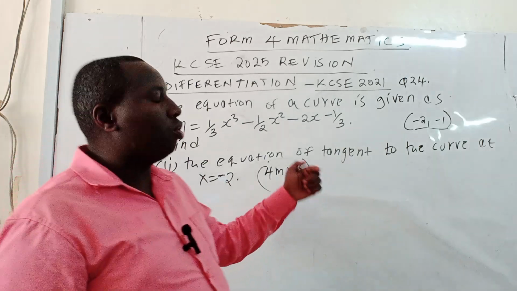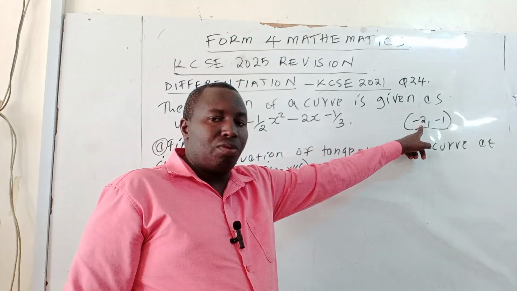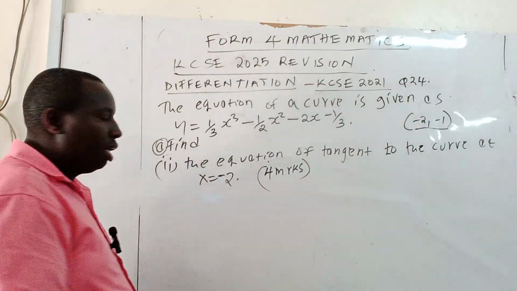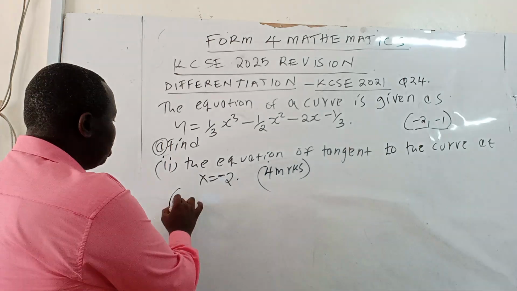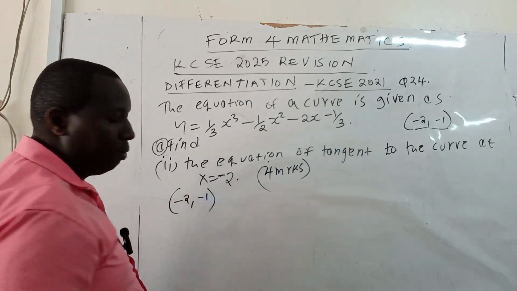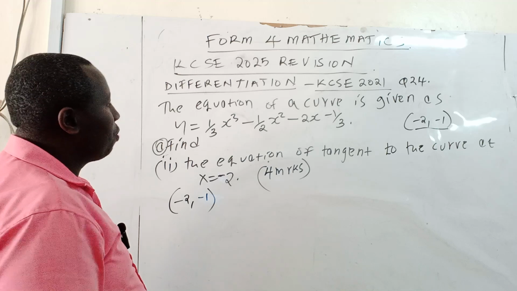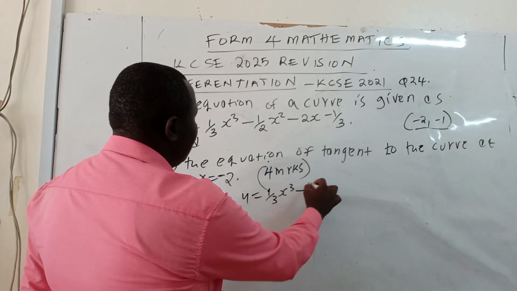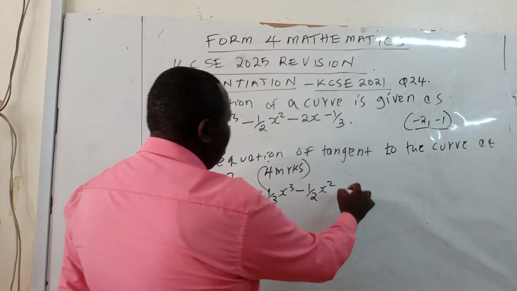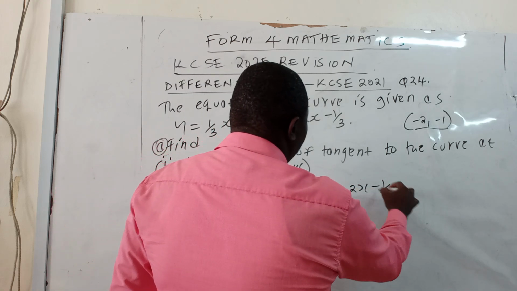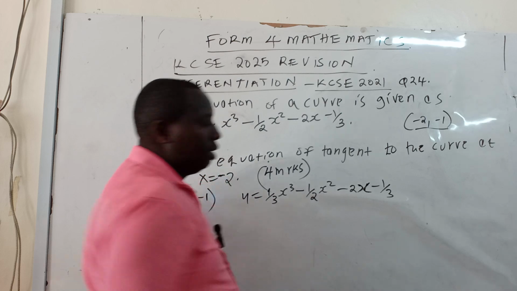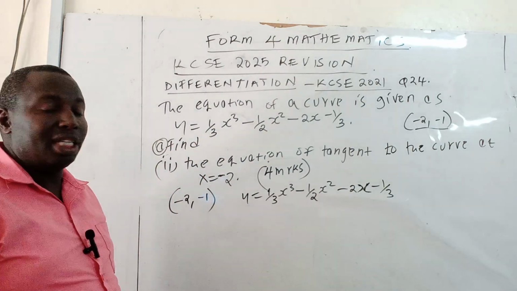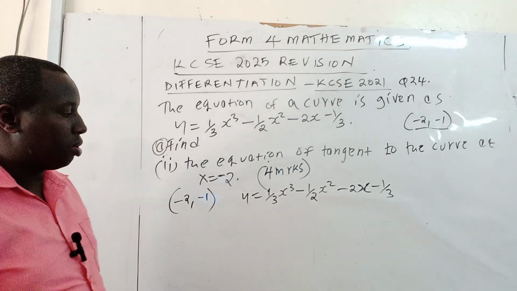In Roman 1, we found the value of y when x is negative 2. y is negative 1. So it is the same point because x is negative 2. Therefore, you take this point, negative 2, negative 1. That's a point. You are supposed to take this equation y equals a third x cubed minus a half x squared minus 2x minus a third. When you have that, you are supposed now to find the gradient function.